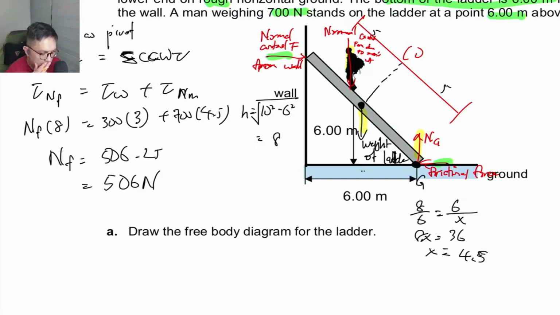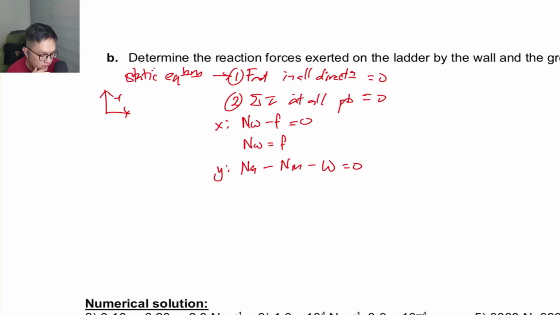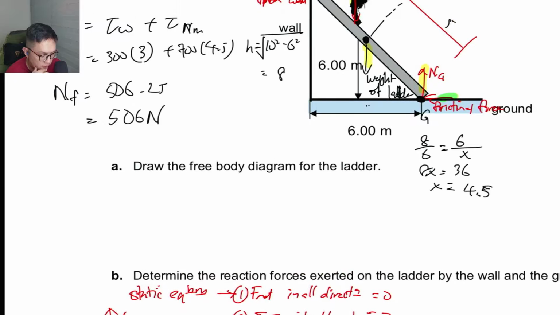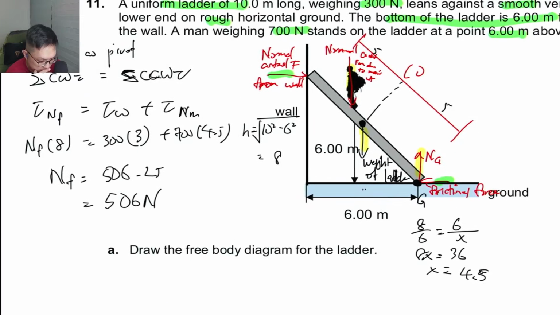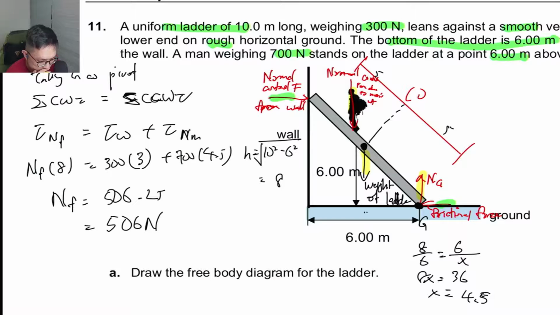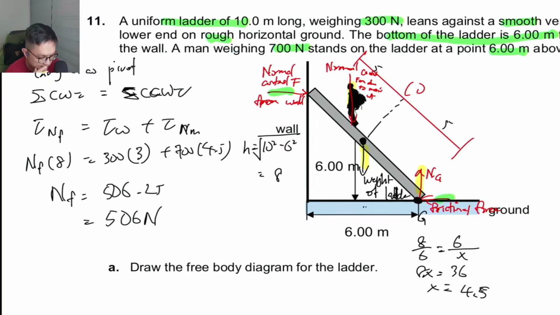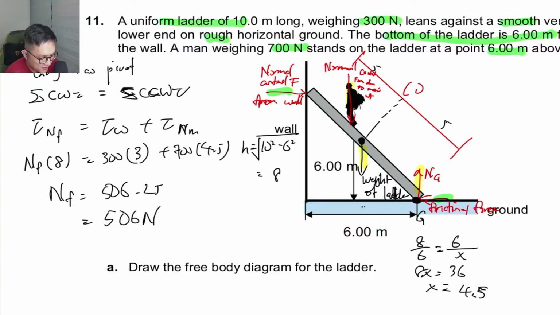Alright, and once we have that, we can make use of our diagram here. So we know N, is it NF? Was I doing NF? No, this is N wall, right? Yeah, sorry, my notation was all wrong. So this is N wall, N wall, N wall.